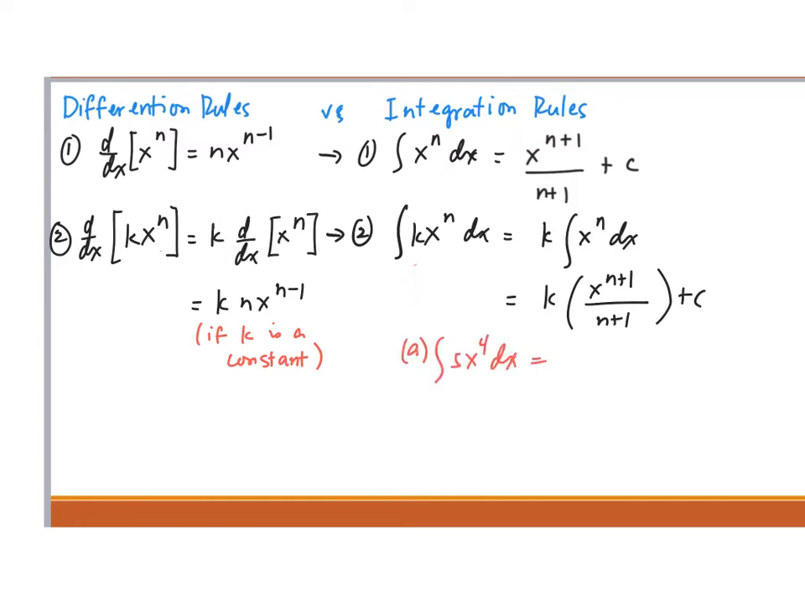So if we get the integral of 5x to the 4th with respect to x, for example, it will be 5 times the integral of x to the 4th dx, which would then be 5 times x to the power of 5 over 5 plus c. This cancels out, so the answer will just be x to the power of 5 plus c.